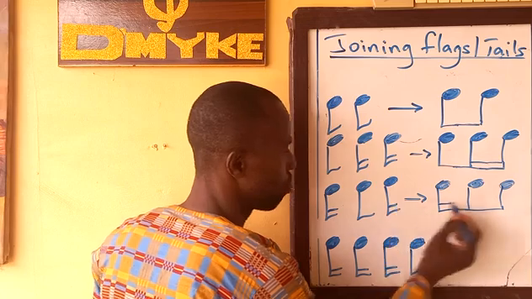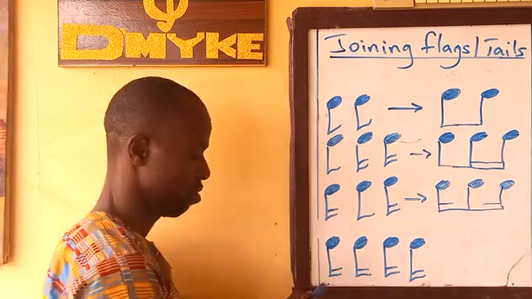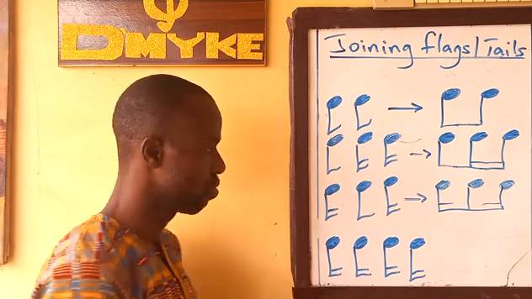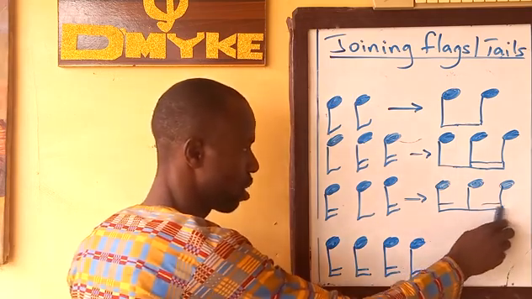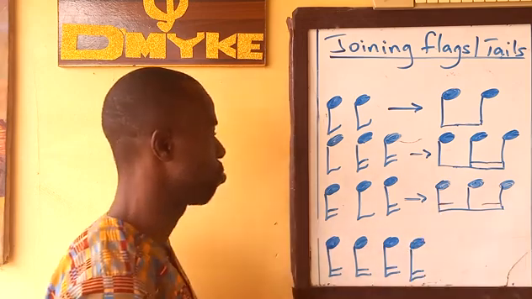The second one here also, bring it backwards like that. So you have brought this also. This one is having one flag. This one is having two. This one is having two.